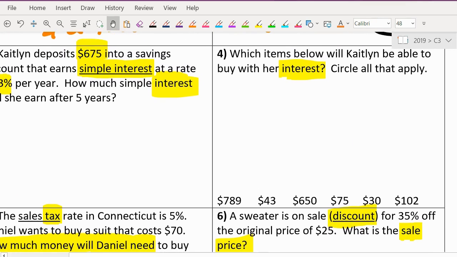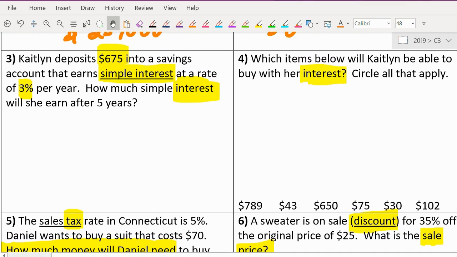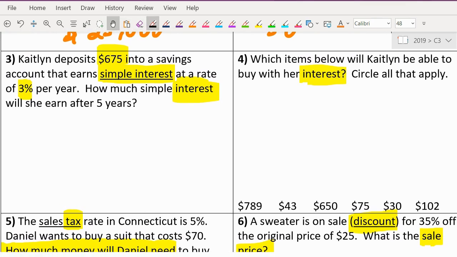Yeah. Okay. Next one. So interest means just to find the percentage. But it happened 5 times. So let's find 3% first of 675. That's an interesting little monkey wrench they threw in there.